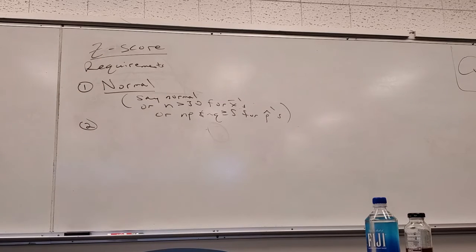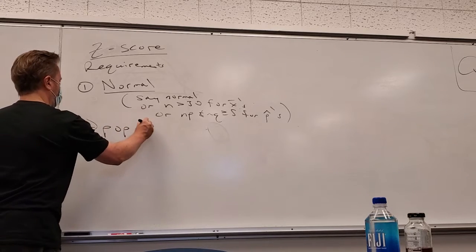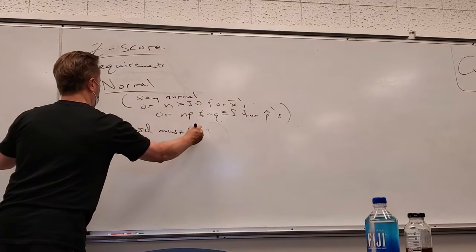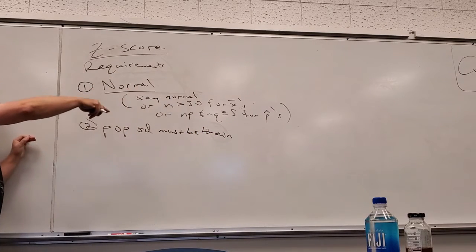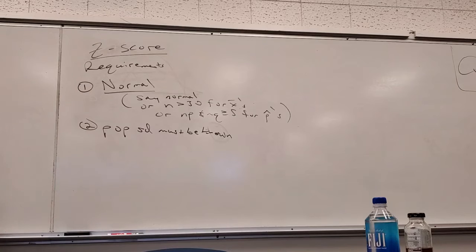Once I know it's normal, what do I look at to distinguish between z and t? You just told me this earlier. When can I use the z-score? When I know sigma, the population standard deviation. So the population standard deviation must be known. If these two things are true, we can use a z-score.